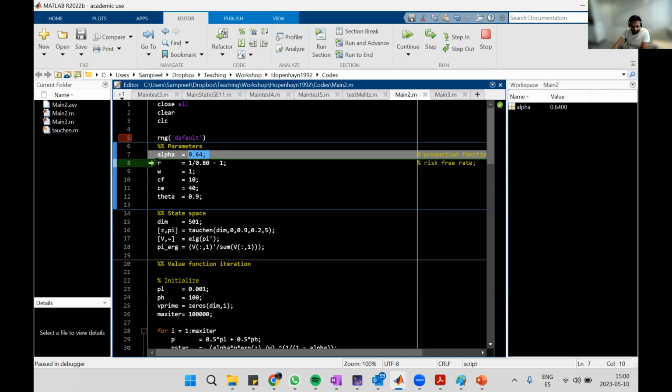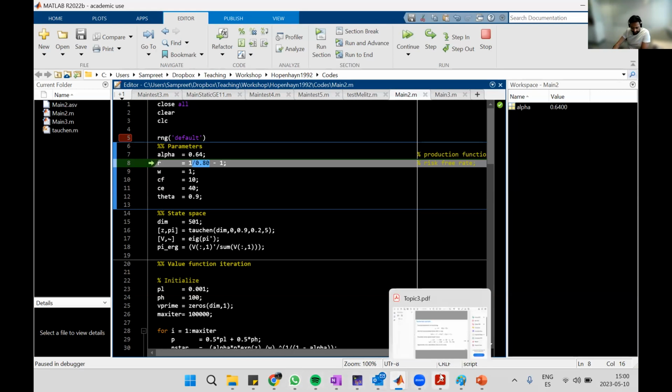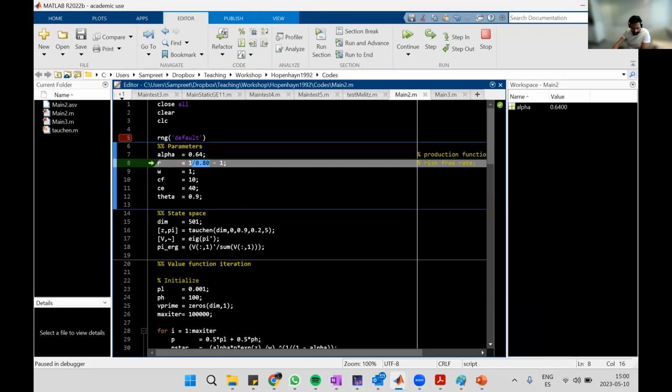So there was this interest rate. Actually there was no interest rate. There was a discount factor. I'm going to assume my discount factor is 0.80. So this is my discount factor. So remember, if you look at the slides, my discount factor is 0.80. This is what I'm assuming.